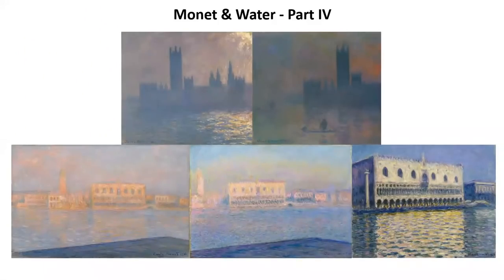Okay, so this is Monet and Water, part four. So again, a reoccurring theme for you to look for when you see any Monet paintings in the future is look to see if he has water in them, because he frequently does that. These top two pictures are of London, and the bottom three pictures are of Venice. Remember, Monet's a pretty well-traveled guy for his day.